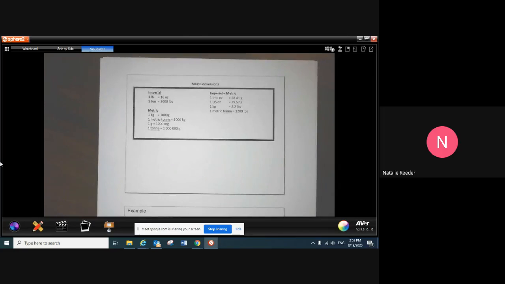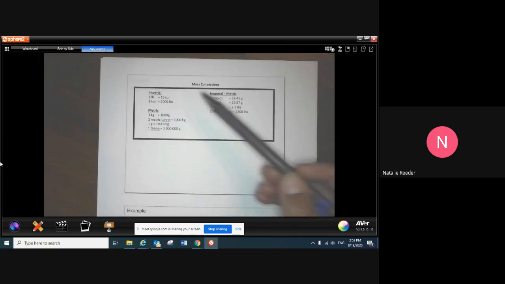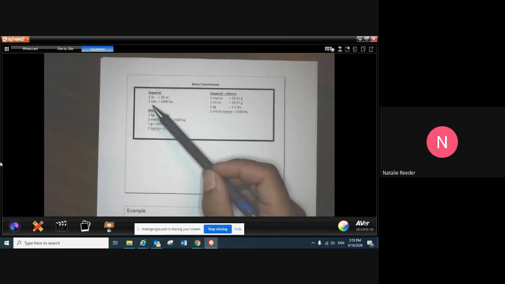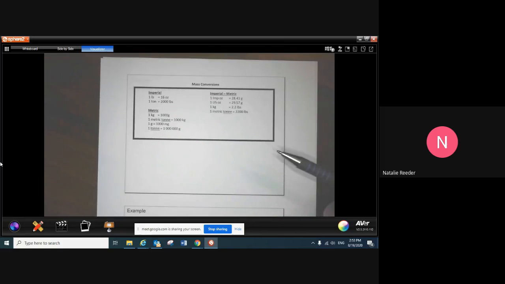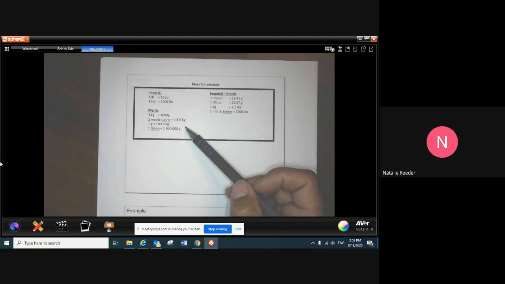So these are some mass conversions that we will work with. Imperial measures, you've got 1 pound is equal to 16 ounces. 1 ton is equal to 2,000 pounds. And there are some metric conversions such as 1 kilogram equals 1,000 grams. 1 metric ton is equal to 1,000 kilograms. 1 gram is equal to 1,000 milligrams, and 1 ton is equal to 1,000,000 grams.